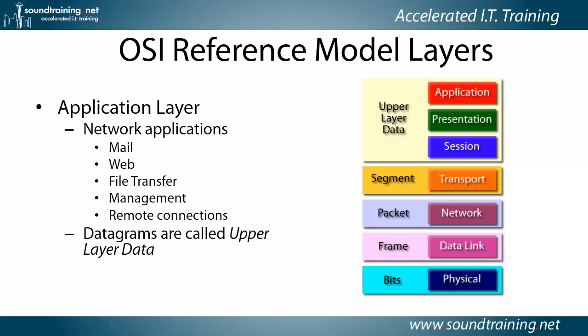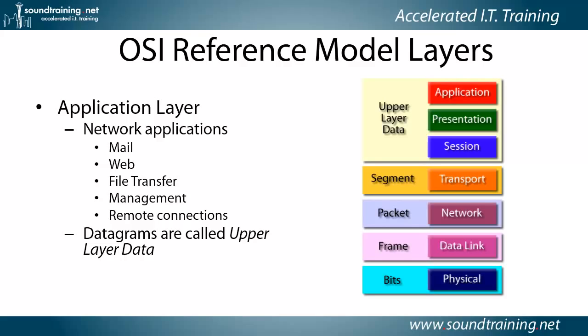Now, there are 7 layers in the OSI reference model, and let's go over each one of them just to give you kind of a broad overview. First of all, we'll start at the very top at layer 7. That's the application layer. This is where you find network applications such as mail, web, file transfer, management through SNMP, remote connections such as with Telnet.